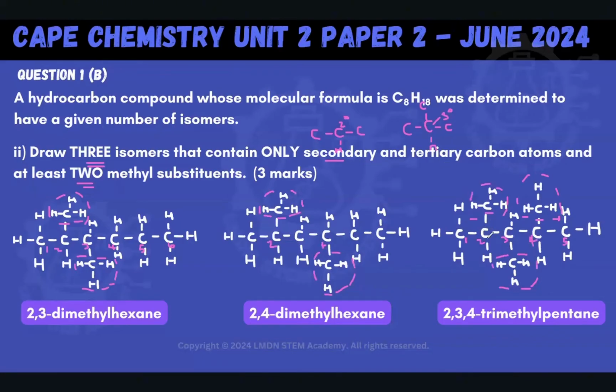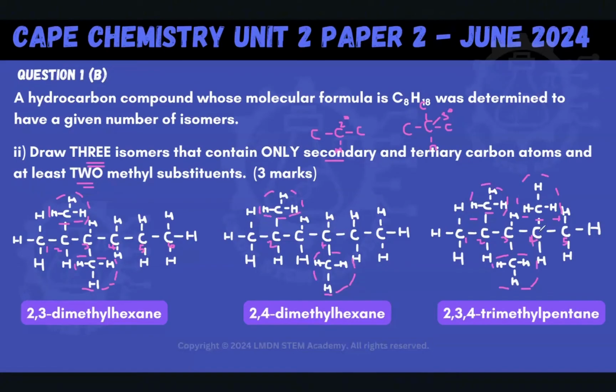So if we look at the second carbon, we see that there's what? 1, 2, 3 carbons attached to it. So that's a tertiary carbon there. Let's look at this one. This one has 1, 2, 3 carbons attached to it. So carbon 3 is a tertiary carbon as well.